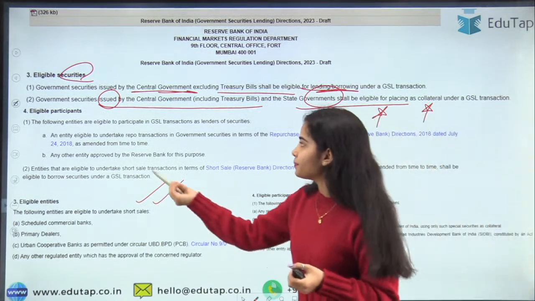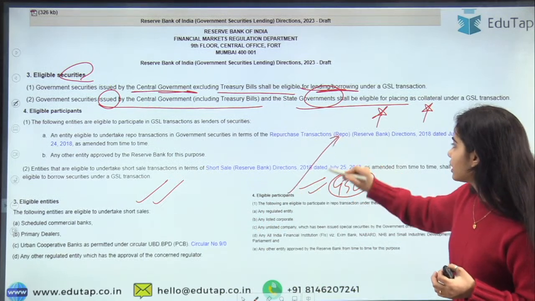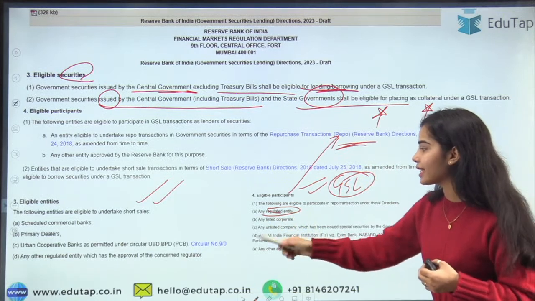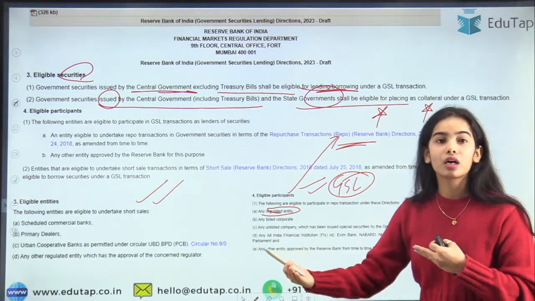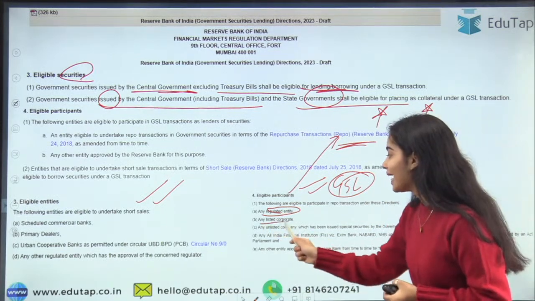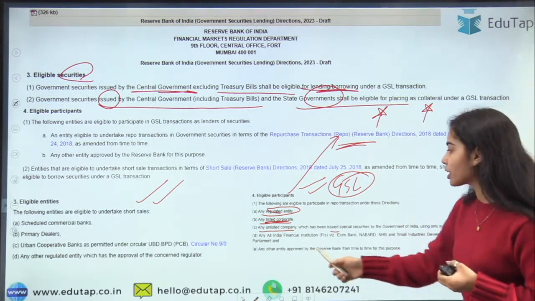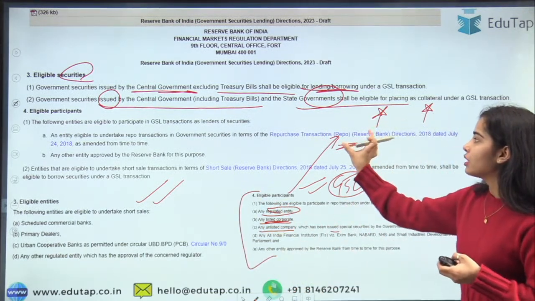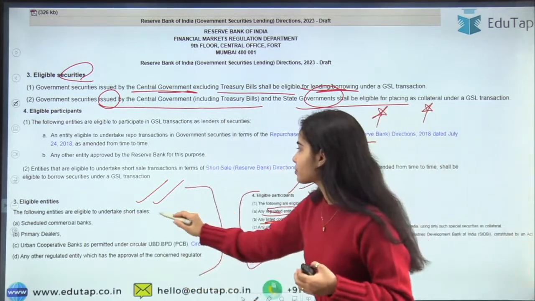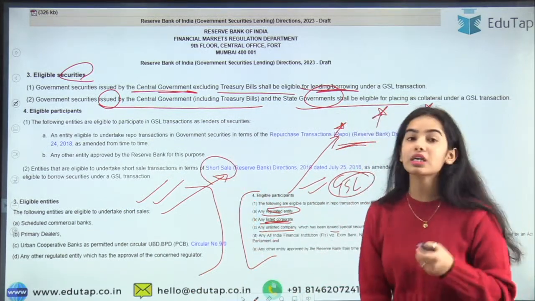So they are the ones that can get involved in the repo transactions. In the repo transactions, who can get involved? It is any regulated entity, that is the banking authorities, the non-banking financial companies coming under the Reserve Bank of India, any listed corporate, and any unlisted company that has issued special securities. All of these are eligible because they are able to do the repo transaction. All of these entities are eligible for the GSL transactions because they can do the short sale also.